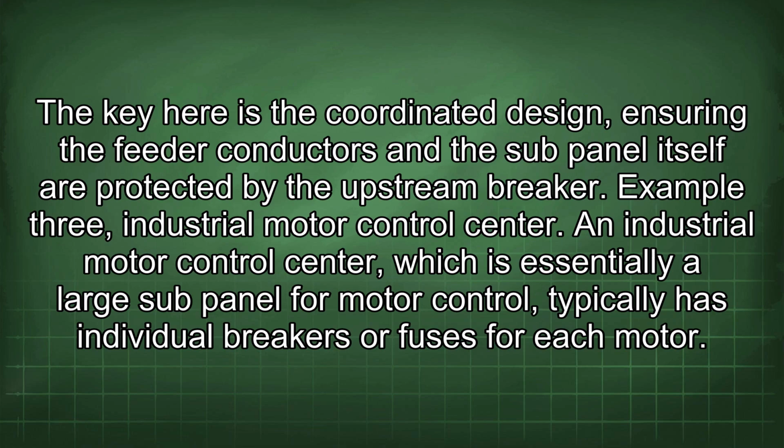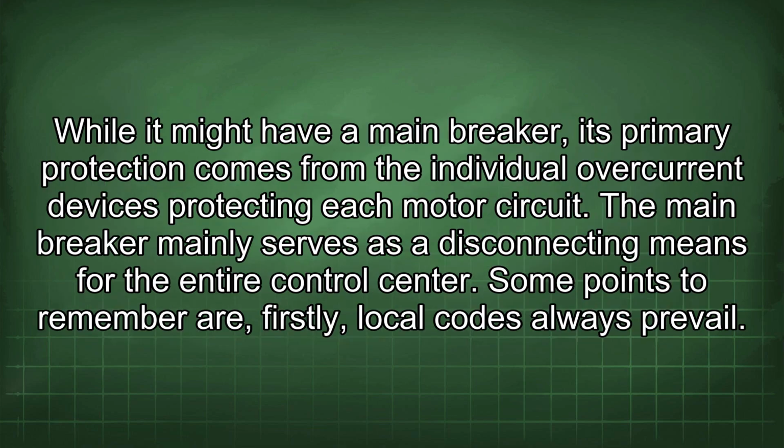Example 3. Industrial Motor Control Center. An industrial motor control center, which is essentially a large sub-panel for motor control, typically has individual breakers or fuses for each motor. While it might have a main breaker, its primary protection comes from the individual overcurrent devices protecting each motor circuit. The main breaker mainly serves as a disconnecting means for the entire control center.